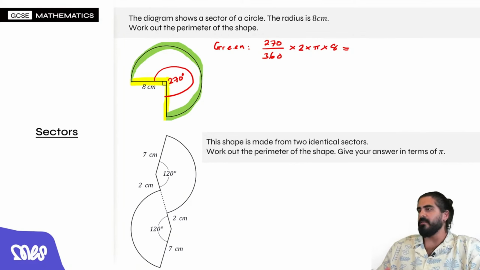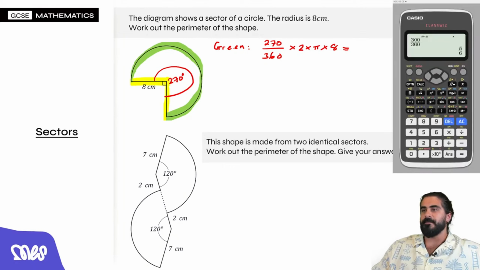Now, when you get to A level, and I hope everyone here is going to do A levels, you should see that if 90 degrees is a quarter, then 270 over 360 will be 3/4, right? But a lot of you would probably just type all this in the calculator, and I've got it here, so might as well use it. So if we were in the exam, this is what we would type. We'd do 270 over 360, then times 2, then times 8, and you just write that down. So the answer to that is 12 pi.